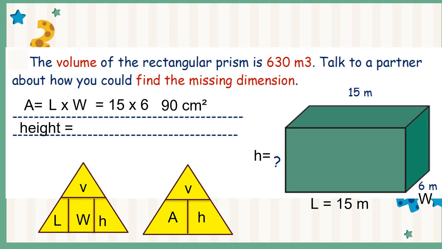Okay, so to find the height, what shall we do? We call this one the magical triangle because wherever you hide, we will find. Let's hide this height with your hand. You will find out the height equals volume divided by area. Okay, we can say that area times what equals volume. So what number, if I multiply by 90, will give the answer 630? It means I will divide 630 by 90. I will cancel 0 by 0. 63 divided by 9 equals 7 meters.